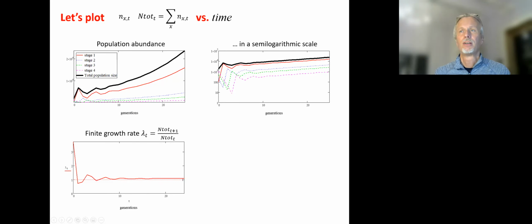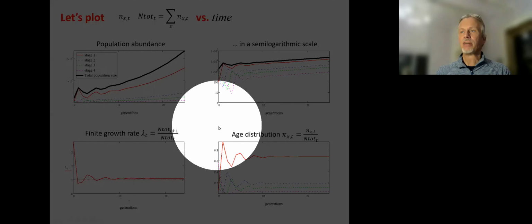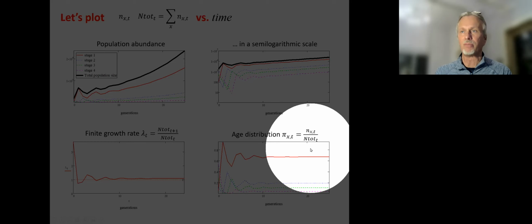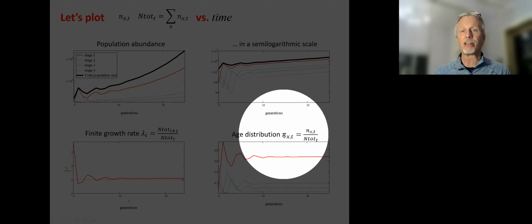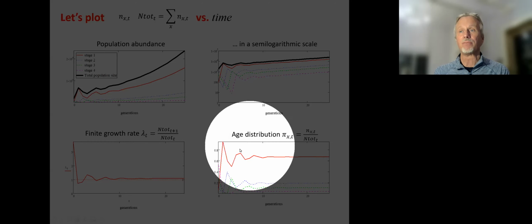And the last thing I want to show you guys is to plot the proportion of individuals in each age class at each time step, which is reported here. This is called age distribution, the ratio between the number of individuals in class of age x at time t divided by the total number of individuals the same year. And we'll call it with the Greek letter pi of age x and time t.